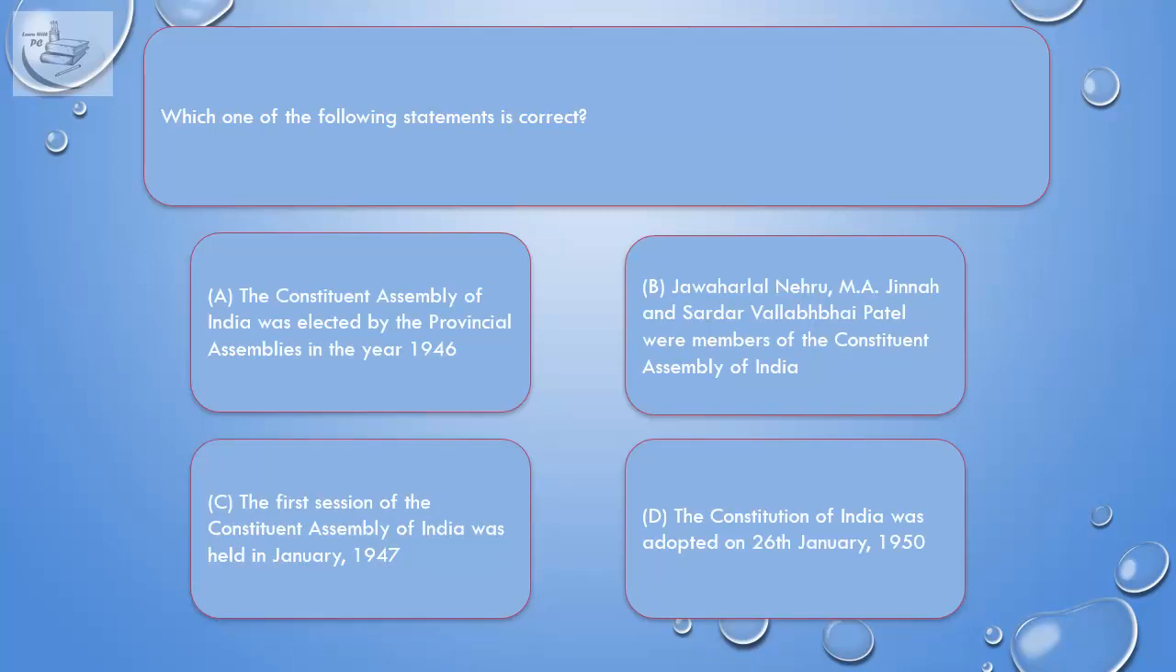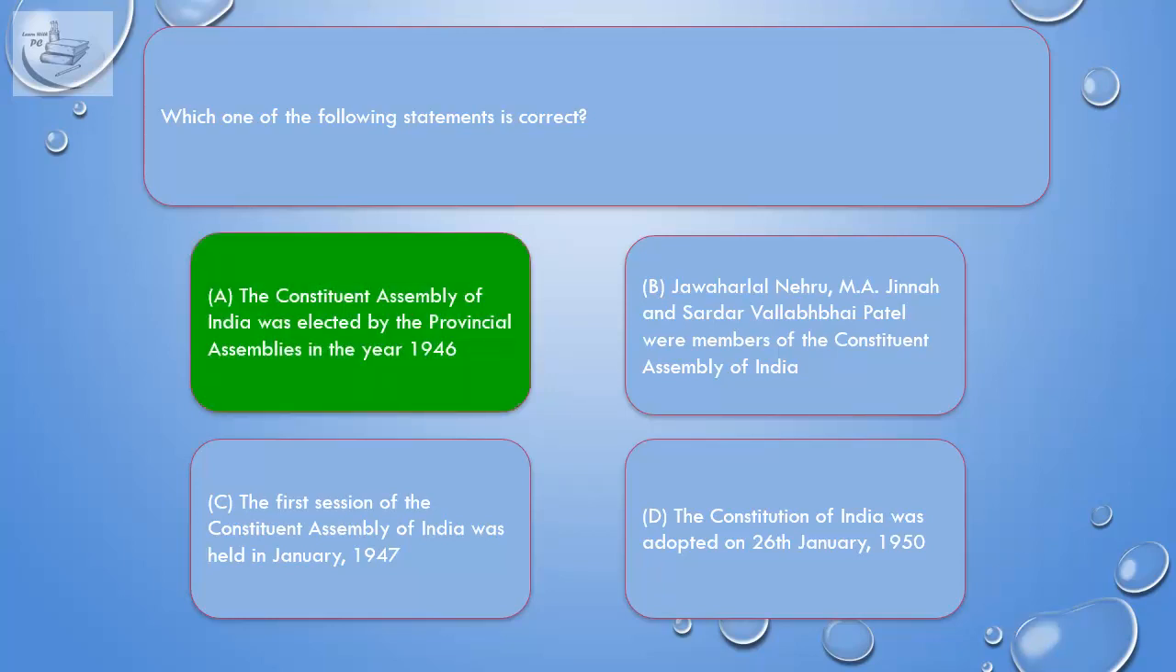Question: Which one of the following statements is correct? A. The Constituent Assembly of India was elected by the provincial assemblies in the year 1946. B. Jawaharlal Nehru, M.A. Jinnah and Sardar Vallabhbhai Patel were members of the Constituent Assembly of India. C. The first session of the Constituent Assembly of India was held in January 1947. D. The Constitution of India was adopted on 26 January 1950. Correct answer is A. The Constituent Assembly of India was elected by the provincial assemblies in the year 1946.